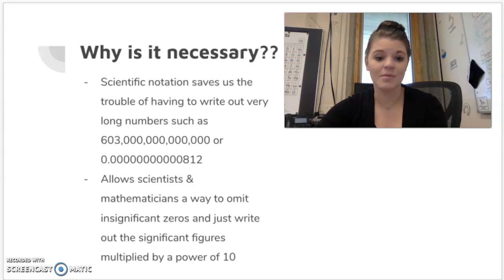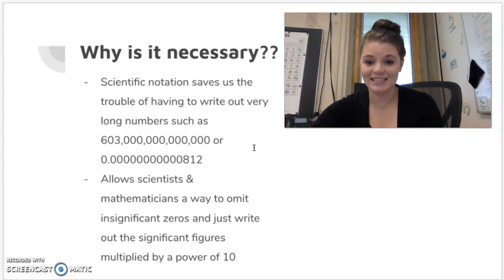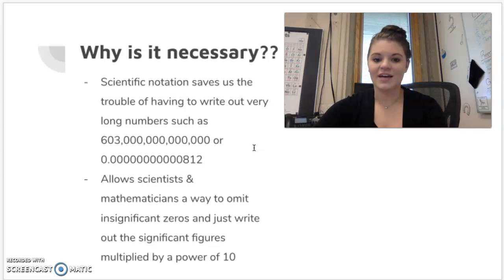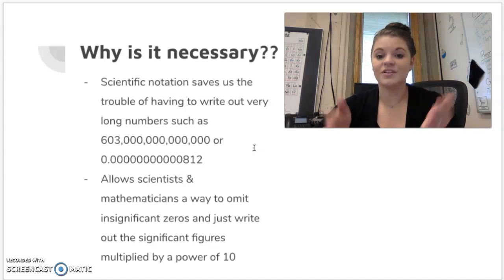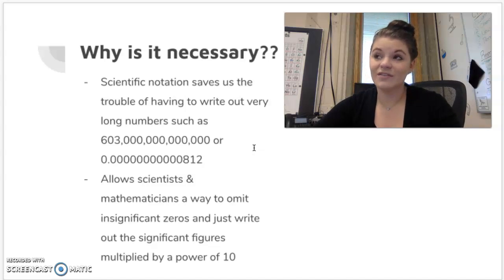super long numbers with a bunch of zeros, such as, I'm not even going to try to read these numbers, okay? Such as those numbers. Okay, it also allows scientists and mathematicians to omit insignificant zeros and just write out the significant figures because those are the numbers that are important to us. So this is where the sig fig rules, especially the zeros, so rules 2 through 4 come into play.